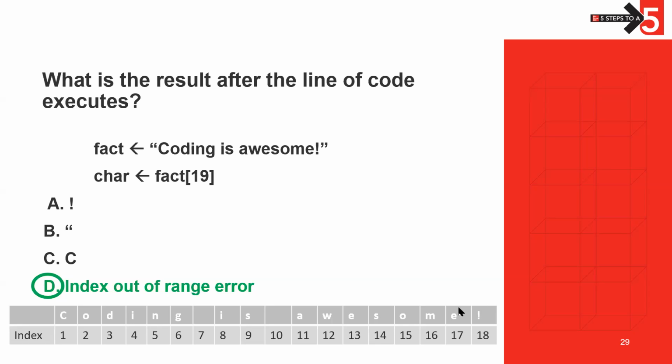And so it wouldn't by default pick up the last element. So it's not our exclamation mark. It wouldn't pick up the quotation marks because those just show the programming language it's a string. And it does not wrap around to go back to the beginning and get our capital C. We get an error, index out of range.